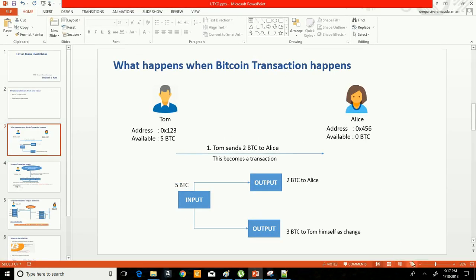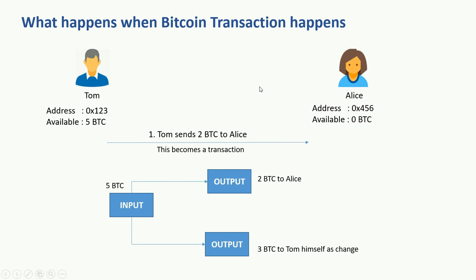In the Bitcoin world, in this example I've taken Tom and Alice. Tom has an address 0x123, and Alice's address is 0x456. Tom has 5 bitcoins, and Alice has 0 bitcoins. She doesn't own anything. Tom is trying to send 2 bitcoins to Alice. This is nothing but a transaction, like how you send from one bank to another. The previous example was $2,000, and similarly here, Tom tries to send 2 bitcoins to Alice.